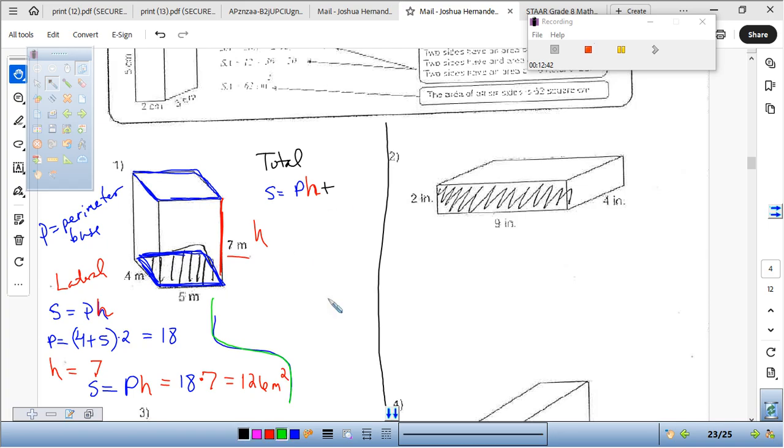plus 2B. So we're going to do the same idea: we have to figure out each letter individually, and then come back out here and put it together. So P, don't forget, the P is the perimeter of the base. So I'm going to have 2 again, a 4 plus 5, which we did earlier as 9 times 2, which is 18.